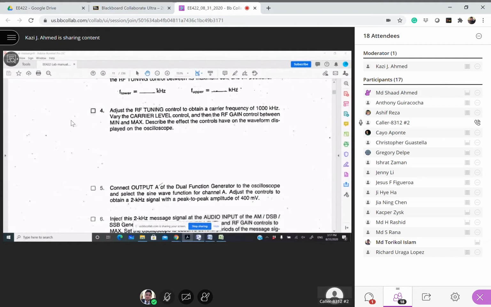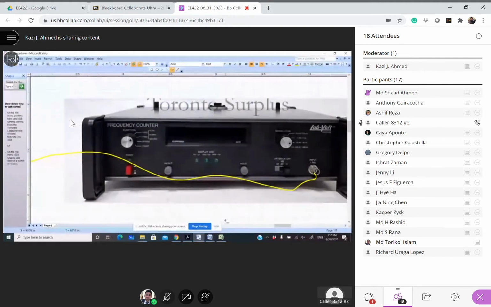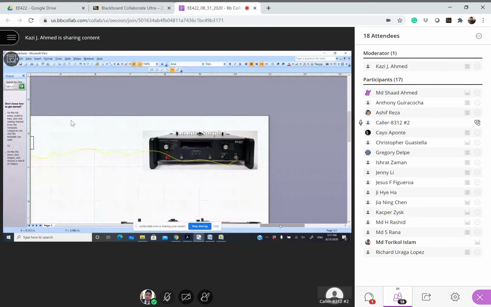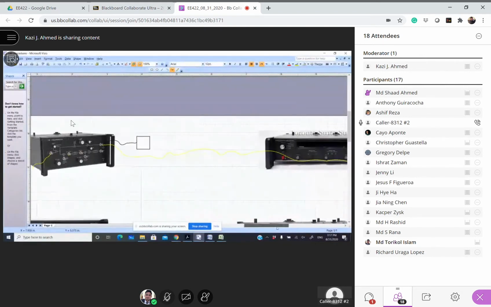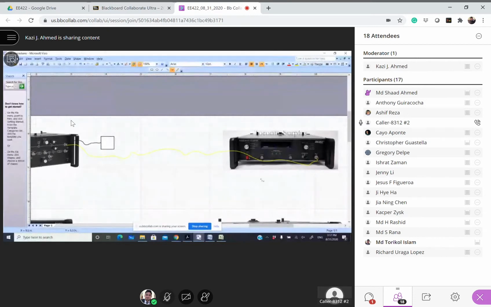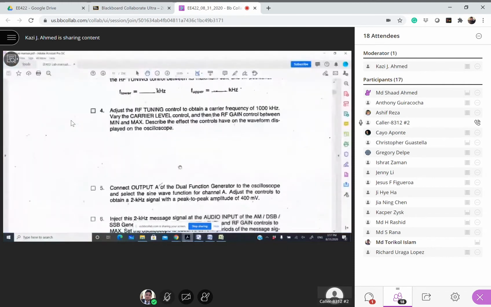We again connect this yellow wire, as we see, from the AM generator output to the frequency counter, and then the display will tell you when to change the RF tuning knob to find it. Whenever it displays 1000 kilohertz, you stop changing the RF tuning. Now you have your 1 meg carrier. So you set your 1 meg carrier with this machine.